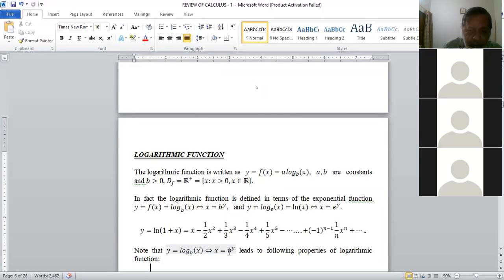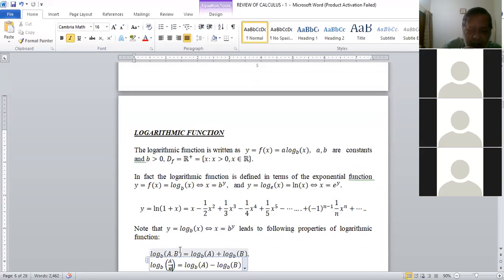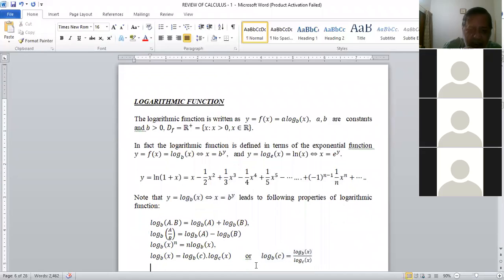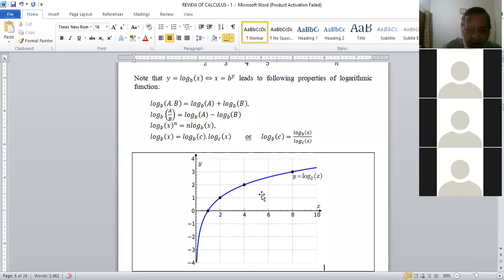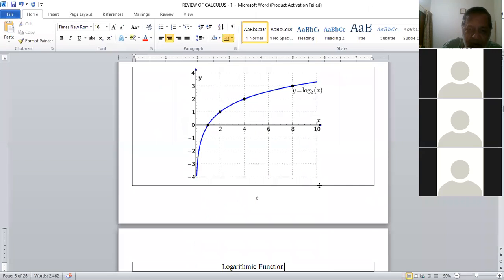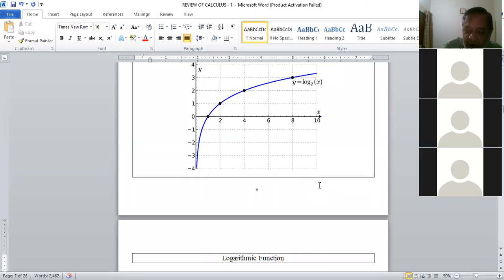ये चूंकि आपको आप जानते हैं कि एक्सपोनेंशियल फंक्शन में और लॉग फंक्शन में जो रिलेशन है, इससे रूल्स ऑफ लॉग जो है डिड्यूस किए जाते हैं, and you see that every one of them can be proved using this basic property, and you must have proved them somewhere. This is the graph of log base 2. When x is equal to 2, its value should be 1, because log base b of b is 1. So this is a graph of log base 2, and you can consider graphs of other log functions.